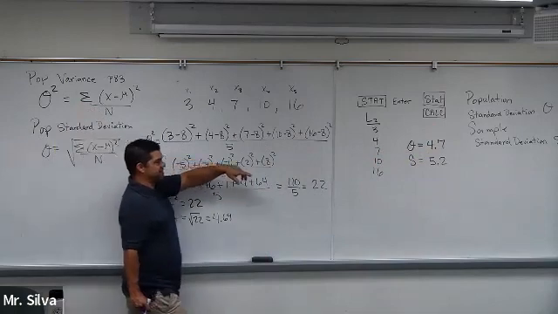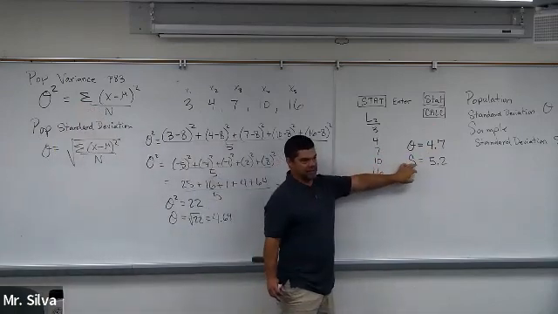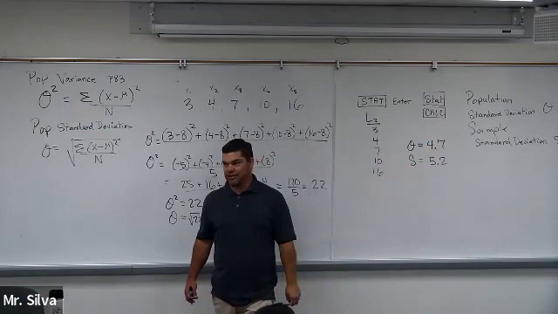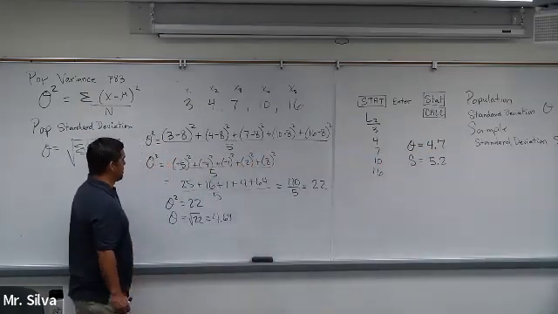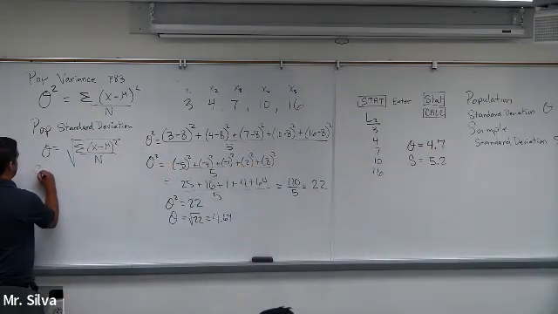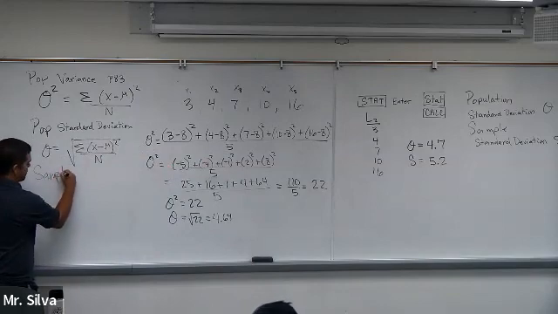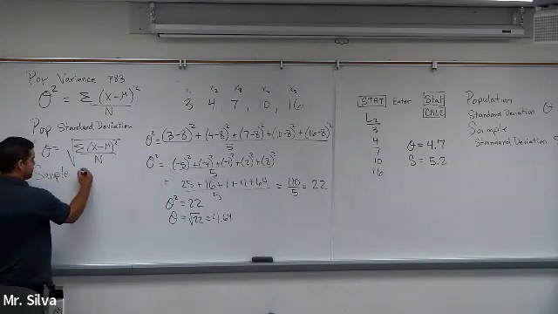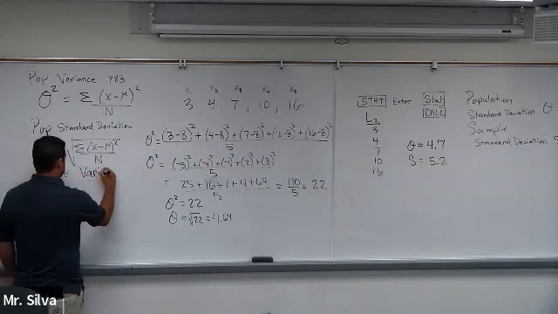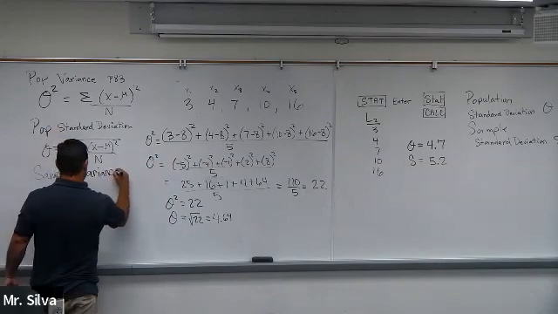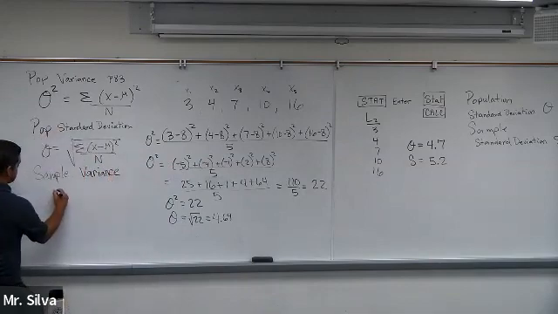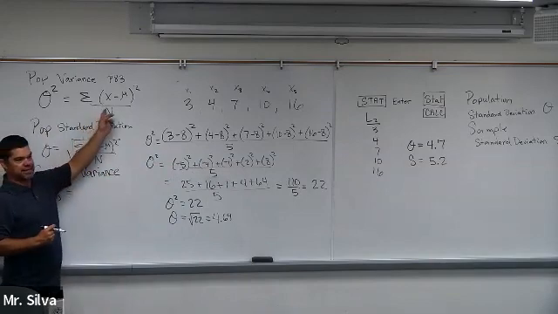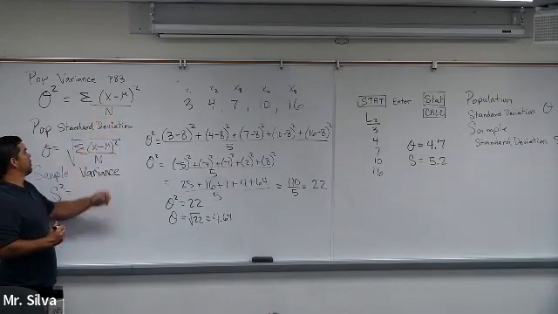Now we're going to go for this S value, right? Sample standard deviation. So in order to get sample standard deviation, we have to do the sample variance. And the only difference between these two formulas is the n. This is on page 84. Instead of n, we're going to do n minus 1.